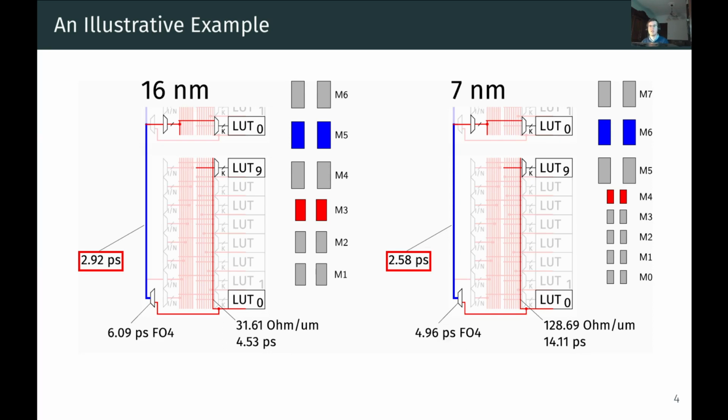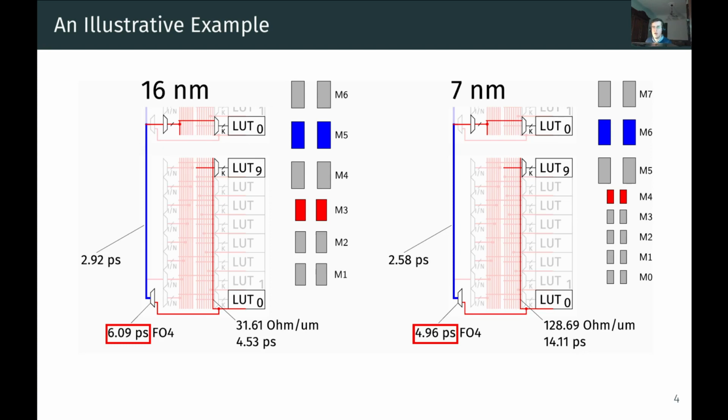This is because the pitch of the upper metal layers reduces less dramatically, and then the dominant effect is the reduction of the wire length due to the area scaling. Finally, because the device performance continues to increase between these two technology nodes, the delay of multiplexing also reduces a little bit.